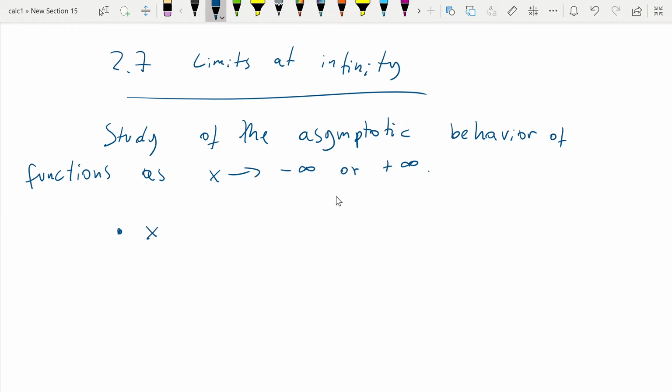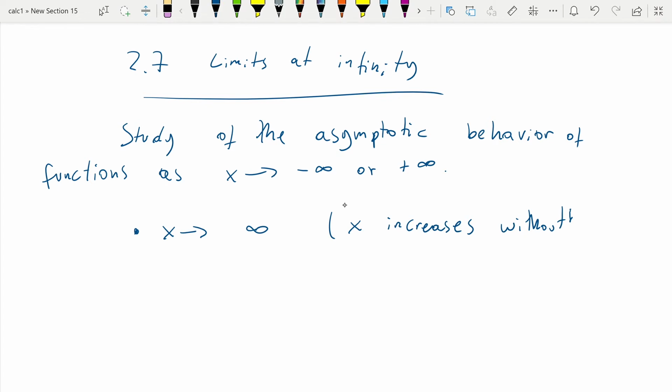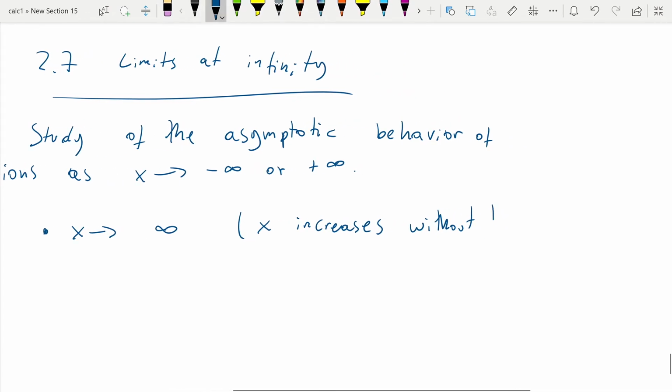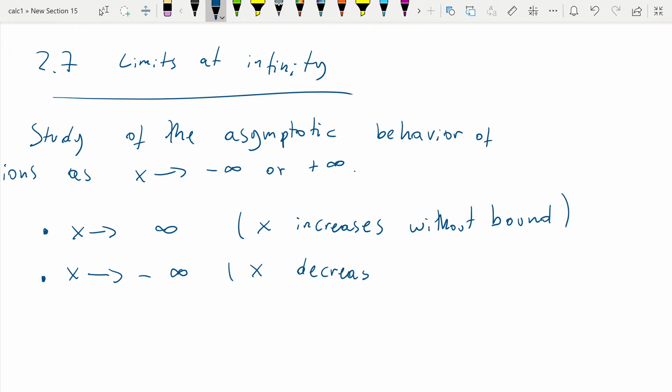Here, x going to infinity refers, in case you have forgotten, to a situation where x increases without bound, and the same way we say that x is going to minus infinity when x is decreasing without bound from below.